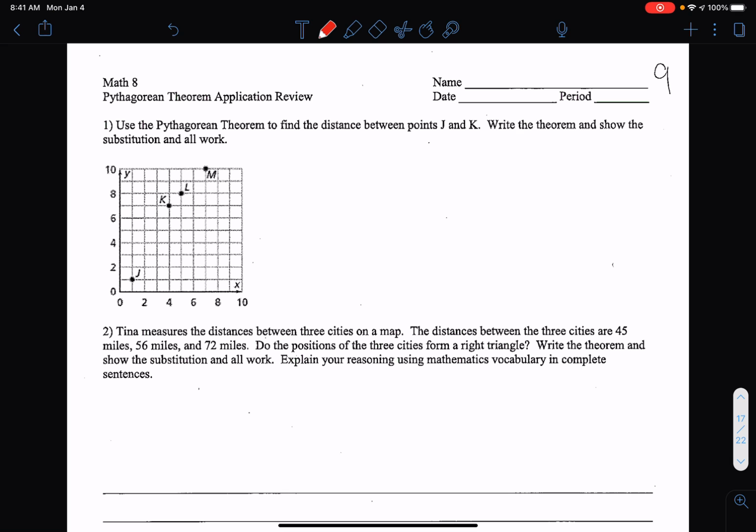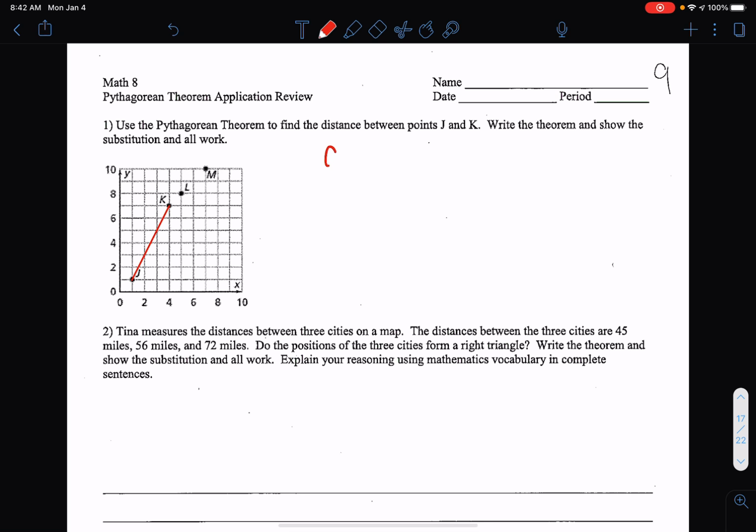It says, use the Pythagorean theorem to find the distance between points J and K. Write the theorem, and show the substitution and all work. Now, we have 4 points on this graph, but they want us to only look at points J and K, and find the distance. So I'm going to find J and draw my line from J to K, okay? Once again, we have our 2 points, and we're going to use the Pythagorean theorem to find what that distance is.